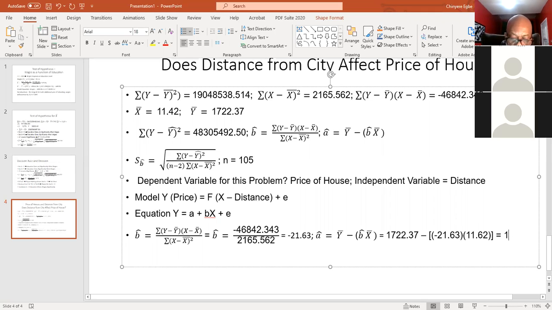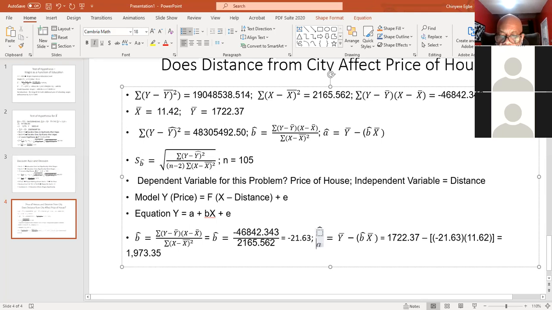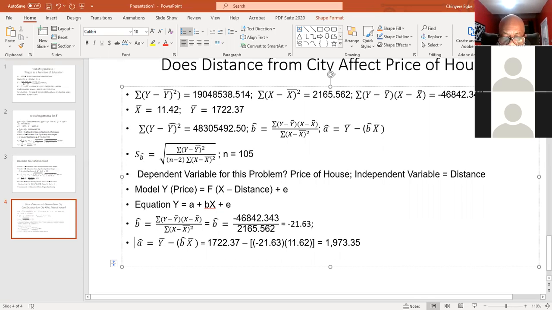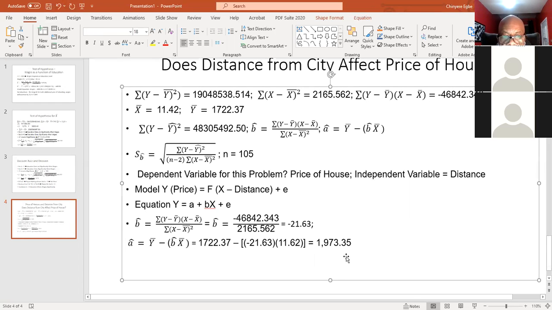$1973.35. Okay. I have 1973.7106. Okay. Is that okay? Yeah, that's correct. That's right. All right. I mean, just the way we are plugging the numbers. So I have 1973.35. That doesn't make a big difference. All right.